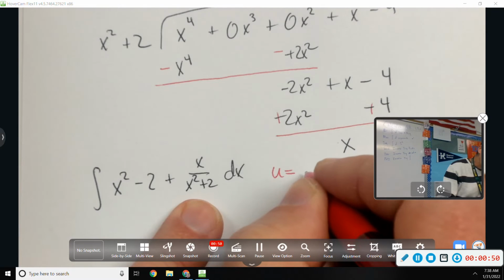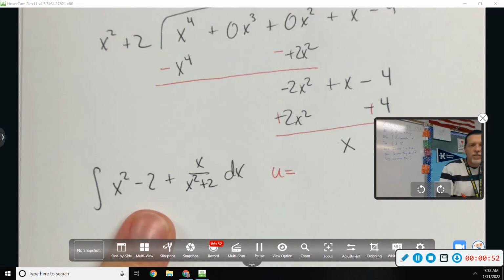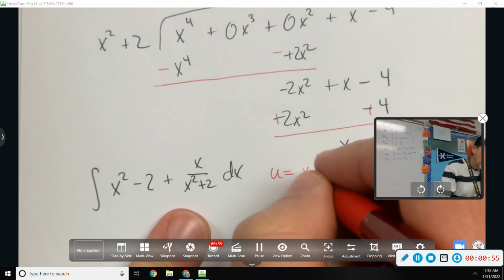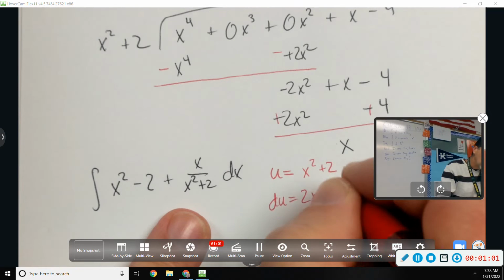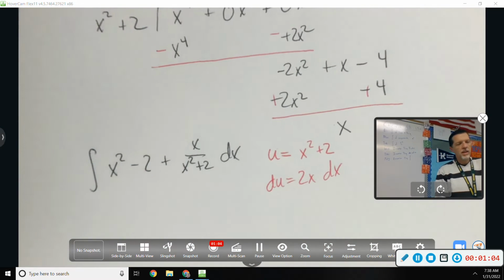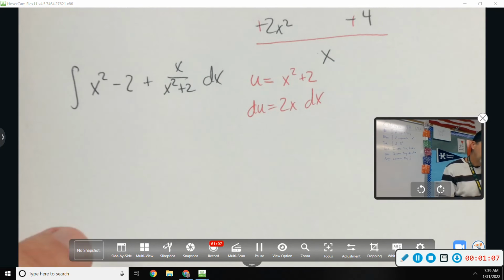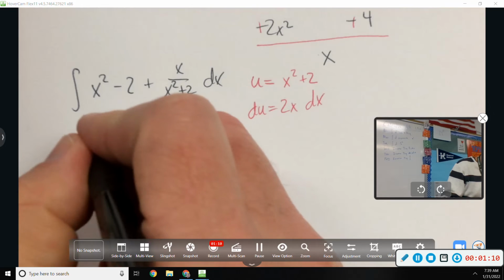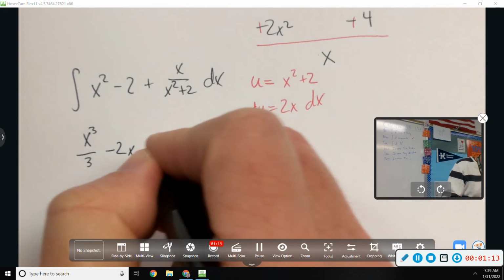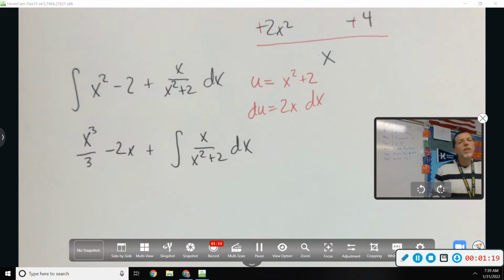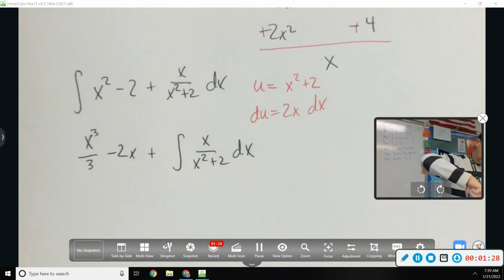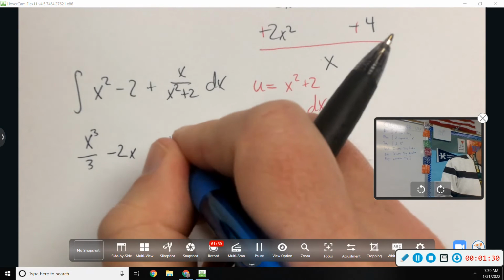Let's see, the first two I don't need anything to do. I could just do those. I'm really looking at that last one. If u is x squared plus 2, then du is 2x dx. And maybe it'd be easier if I integrated the first two and left that last one to handle separately, especially when I start putting 2's up and down. So I need a 2 and a 1/2.